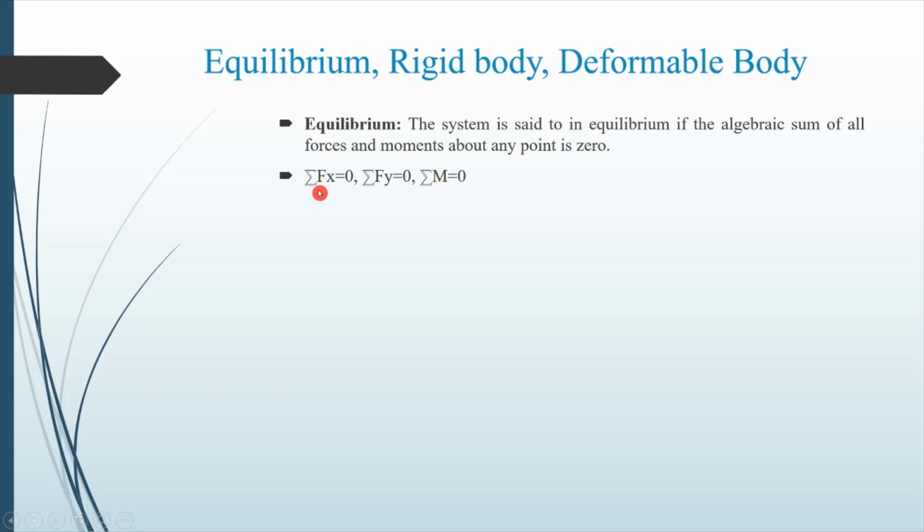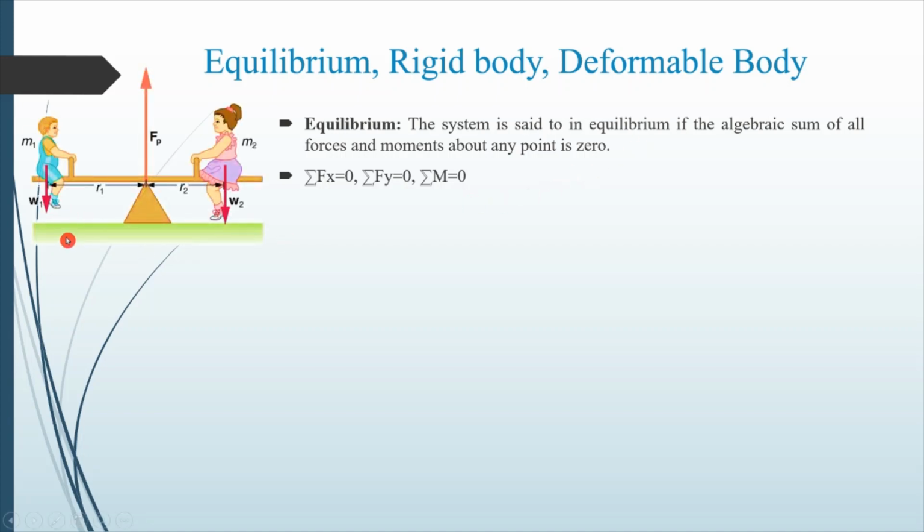First condition, summation of Fx is equal to 0, means summation of all the horizontal forces should be equal to 0. Summation of Fy is equal to 0 means summation of all the vertical forces should be equal to 0, and summation of moments is equal to 0 means the moment of all the forces as well as all the moments about any point should be equal to 0. So these are the three conditions of equilibrium. These conditions can be understood by one example. So we'll see the example.